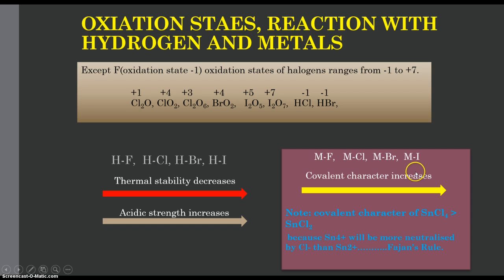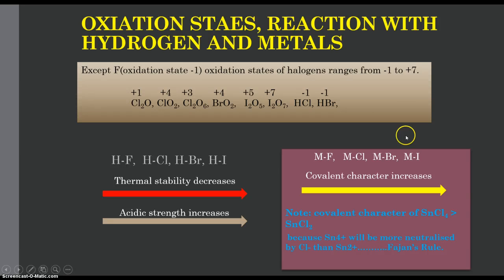Why is it happening? If you carefully observe one thing, in these four compounds the cation is common, M plus cation is common. Only the anion is different. Here the anion is F minus, here it is Cl minus, here it is Br minus, here it is I minus. So as we have learned in class 11 from Fajan's rule, the larger the size of the anion, the larger will be the neutralization between the cation and anion, and the larger will be the covalent character of the compound.